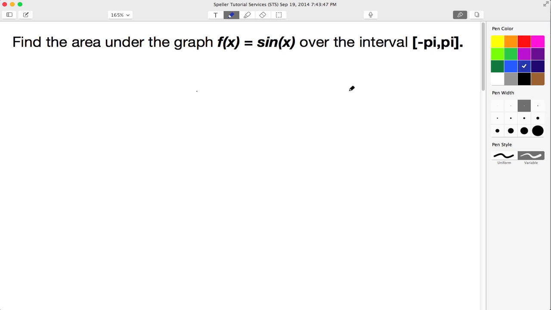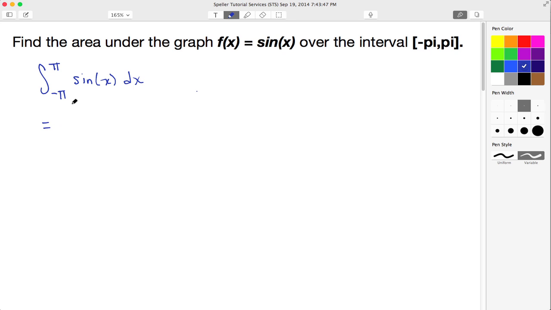Our question of the day is to find the area under the graph f of x is equal to sine of x over the interval negative pi to pi. And we see this interval is inclusive because of the square brackets. All right, let's begin by drawing in our integral. Our lower bound is here, our upper bound is here, and we're trying to find the integral of sine of x dx.